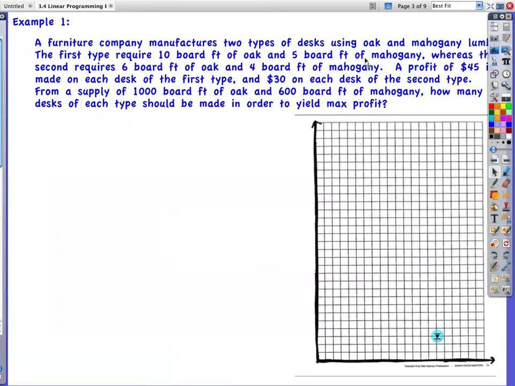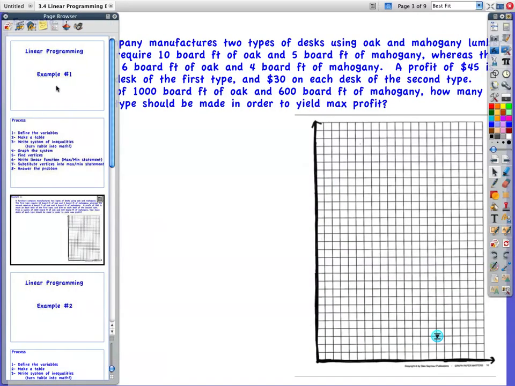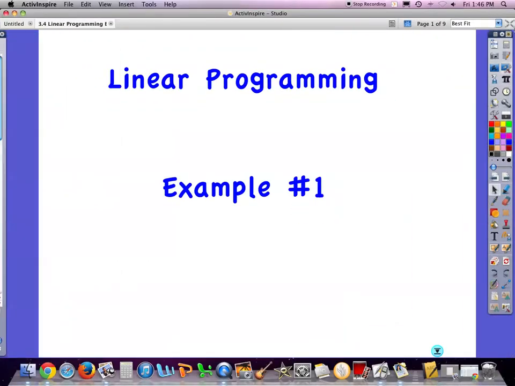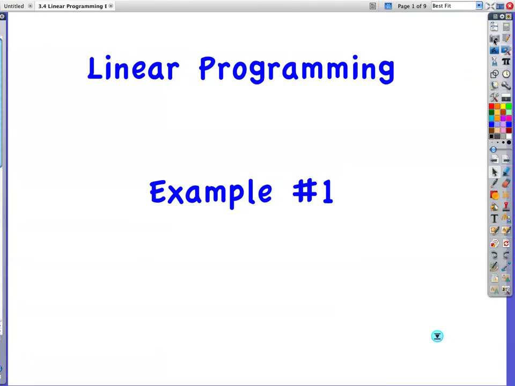Okay, here we go. Linear programming. I'm starting on the wrong screen there. Linear programming. Kind of a long process here. I'm just going to give you a few examples. And here's kind of the setup.